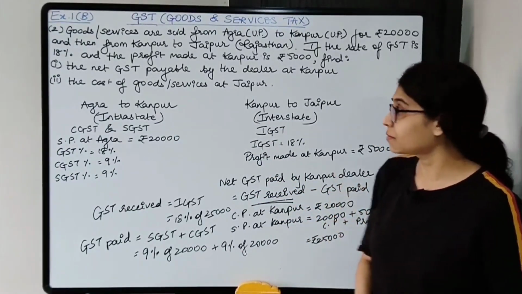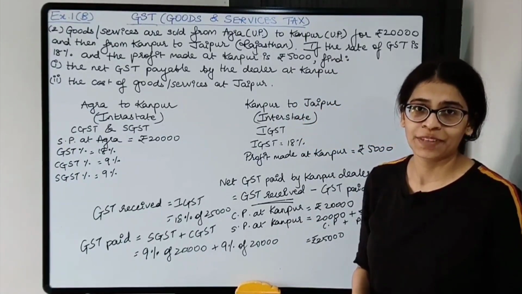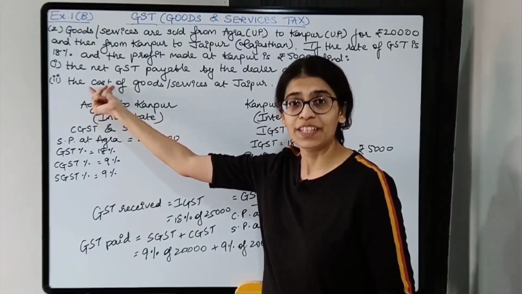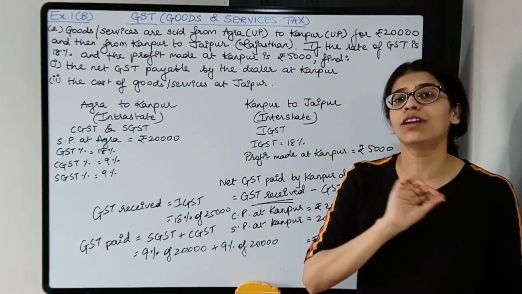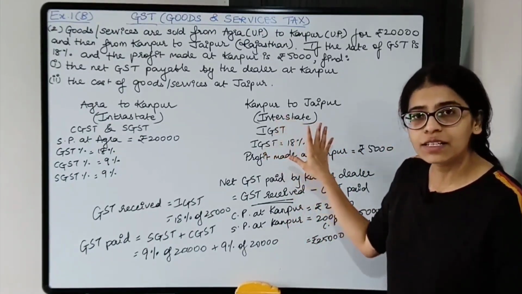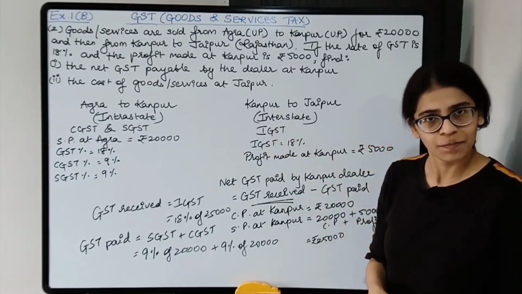Okay. Second part, you have to find the cost of goods or services at Jaipur. Now cost of goods or services means not cost price. It is the total cost, total amount. So it will be the costing for which it is buying. So for how much is Kanpur selling? 25,000 rupees, right?